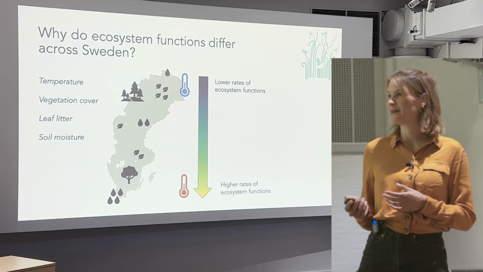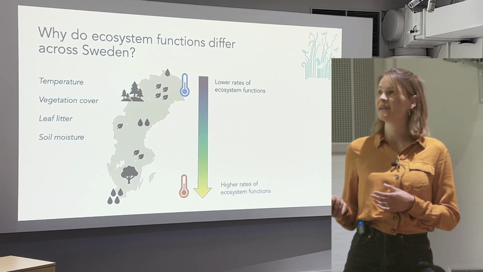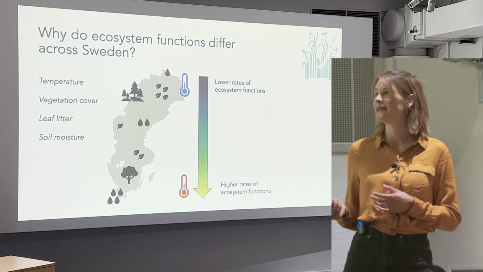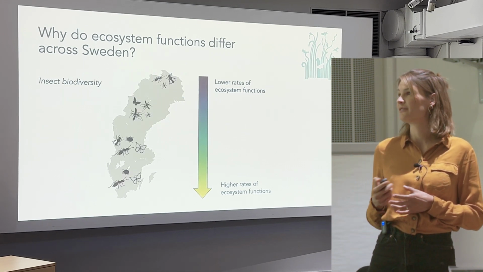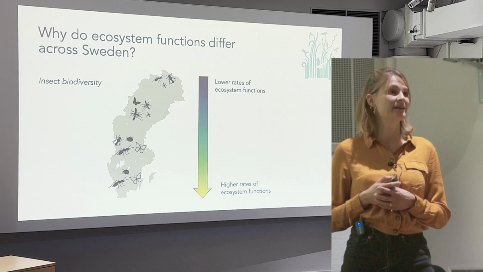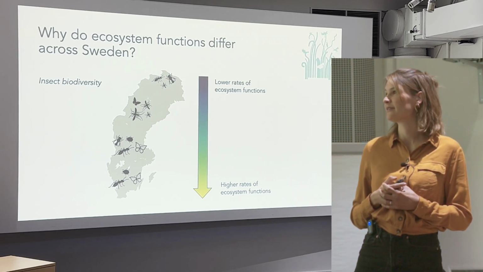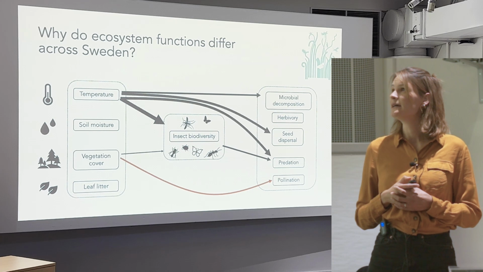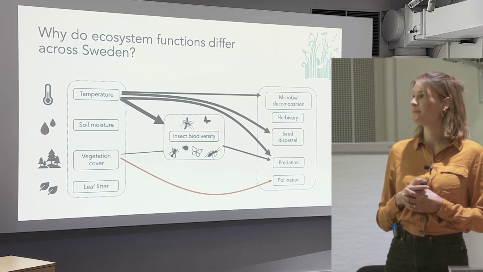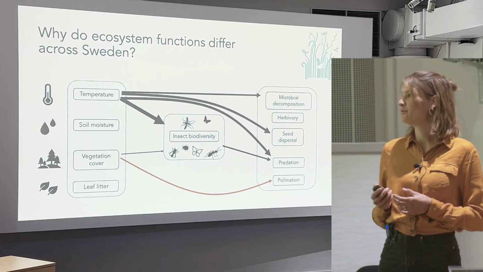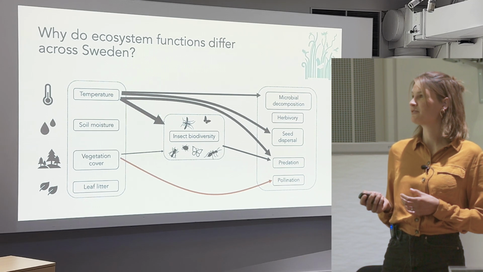So these were all the environmental variables that I checked in a model to see if I could explain these spatial differences of the functions. And of course, I looked at insect biodiversity, if this could explain the different functionalities at the different sites. So here's the result. I will just walk you through this kind of complicated graph.